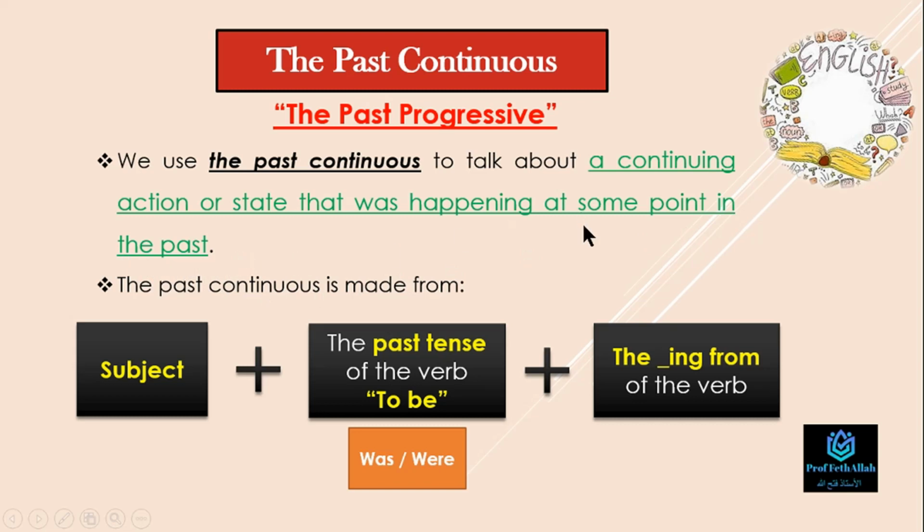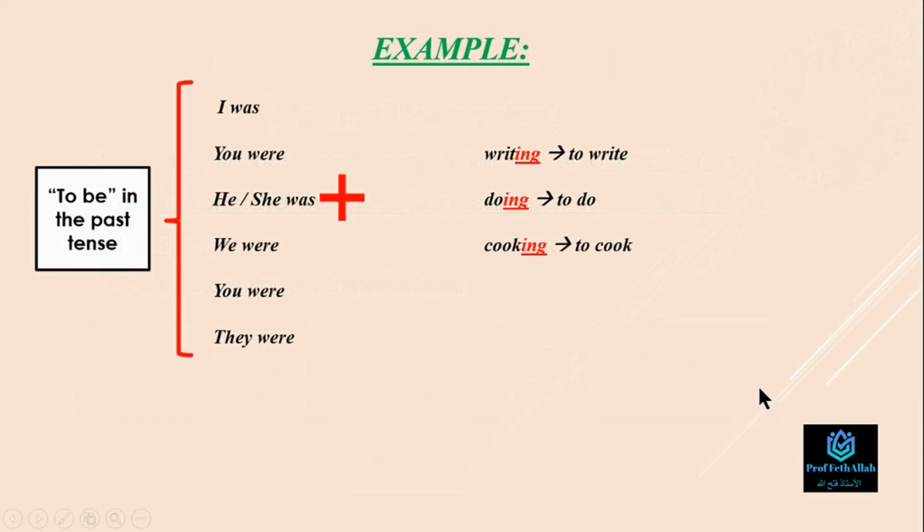In order to form the past continuous tense, you have to follow this rule. First, you're going to start with the subject. Then, you're going to add the past simple of the verb to be, which means you're going to use either was or were. And finally, you're going to end with the ing form of the given verb. To understand, follow with me.